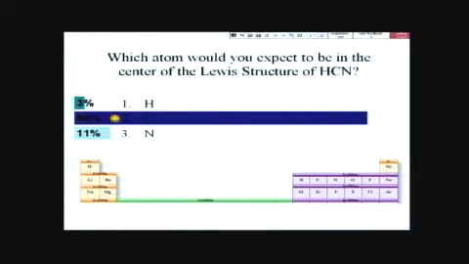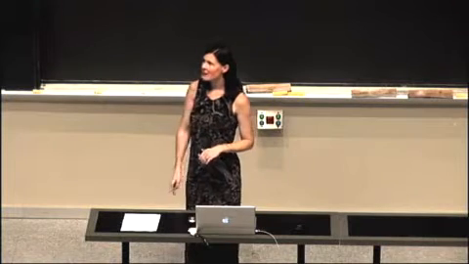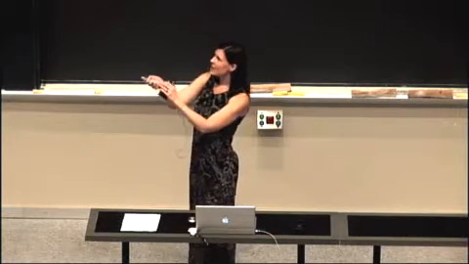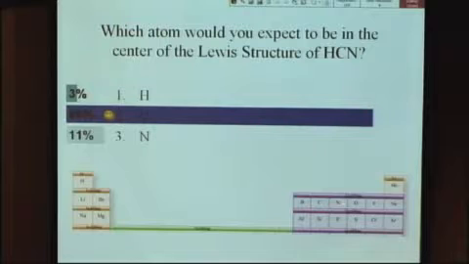All right, good job, everyone. So most of you saw that carbon should be in the center. Carbon should be in the center because it has the lowest ionization energy. We know that ionization energy is going to increase as we go across the periodic table. So that means carbon has a lower ionization energy than nitrogen, which is right next to it. So as I just said, we want to put that one in the middle.